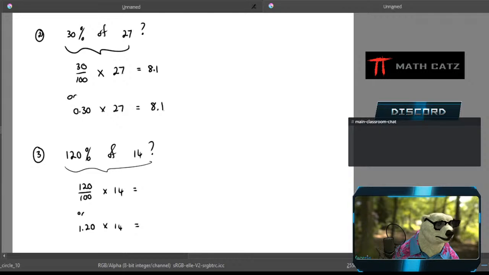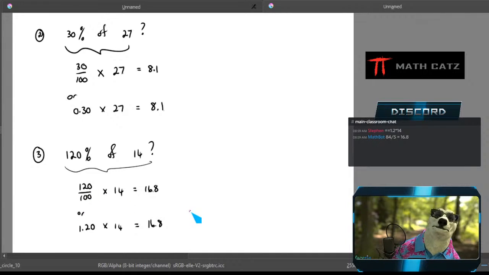Let us see. 1.2 times 14 equals 16.8. So definitely in terms of calculator button presses, the decimal one is a little faster. So it might be one that you are leaning towards, and that's a good thing. But don't forget where the percentage comes from. It comes from the fraction.